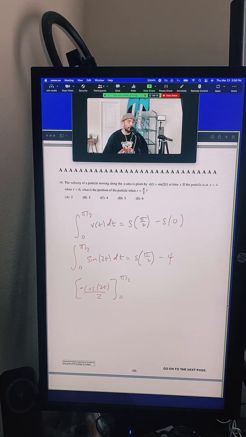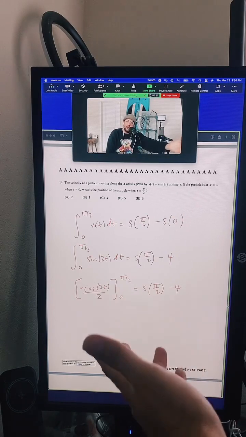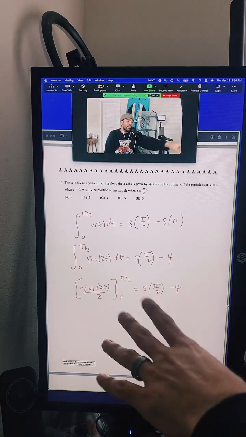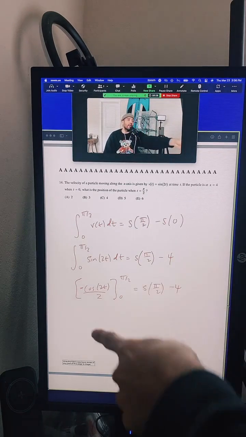Someone was just talking about how I'm taking too much time when I solve these. This is something that you should be able to do pretty quickly during the exam. So all I did was I kind of use substitution, integrate it, and then put the 2 on the bottom there. And now I can go ahead and plug in pi over 2.